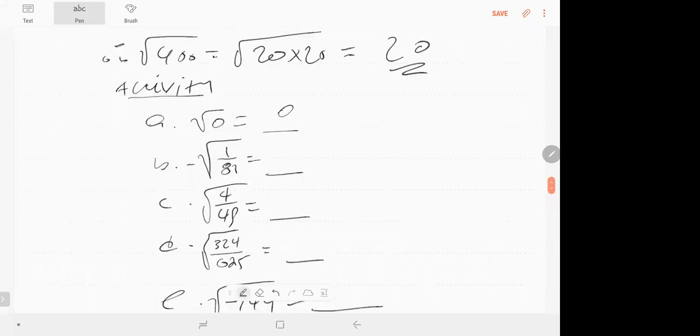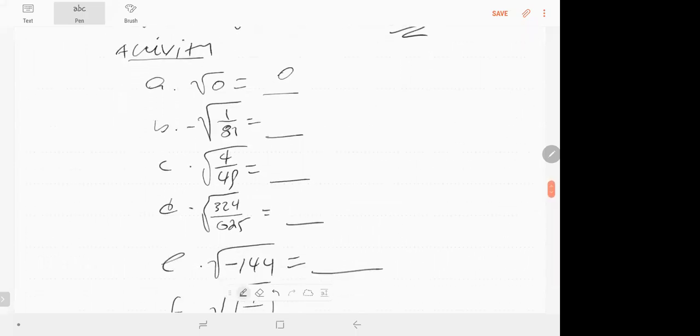What about the second one? Minus the square root of 1 over 81. There is a minus sign outside of the square root. Remember this. When we take the square root of 1 over 81 alone, it is 1 over 9, because 1 over 81 can be written as 1 over 9 times 1 over 9, or 1 over 9 squared. There is a minus sign, so totally the answer is minus 1 over 9.